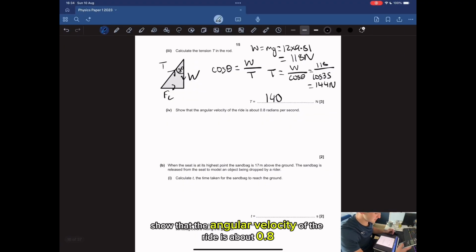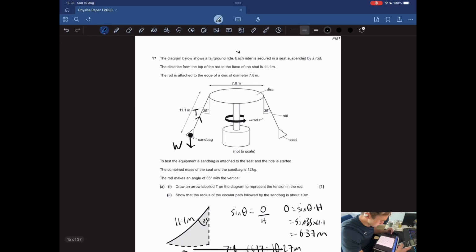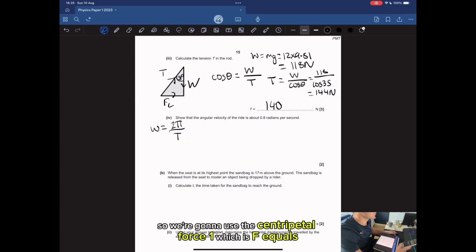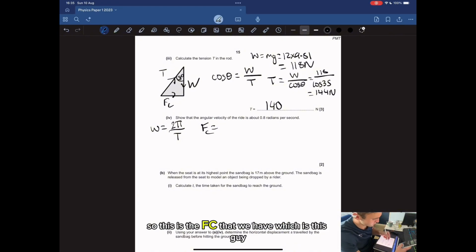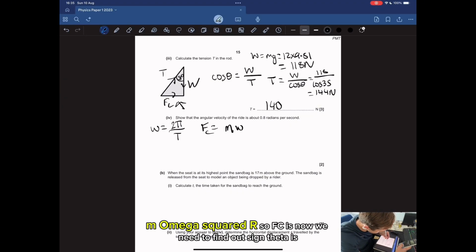Show that the angular velocity of the ride is about 0.8 radians per second. So angular velocity, what are the equations? So we've got omega is 2 pi over T. But we can't use it because we don't have a period of oscillation. So we're going to use the centripetal force one, which is F equals, so this is the FC that we have. FC is m omega squared r.